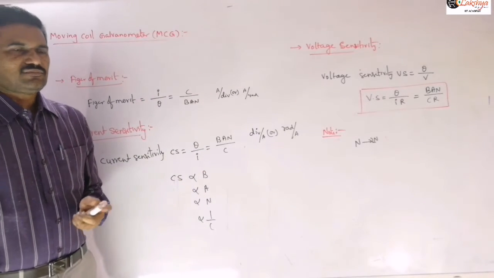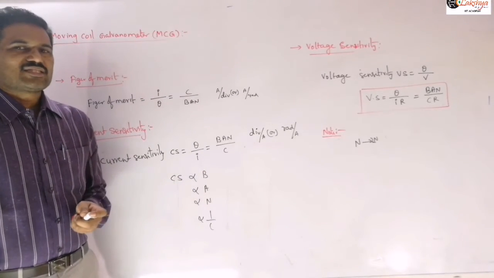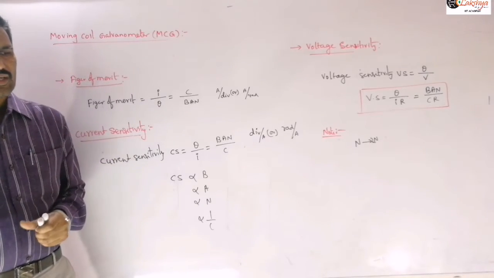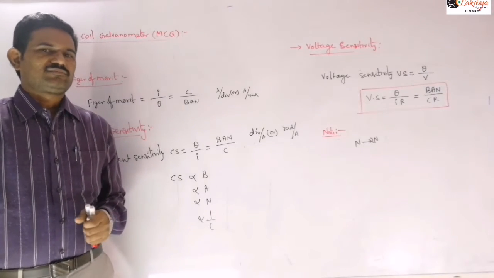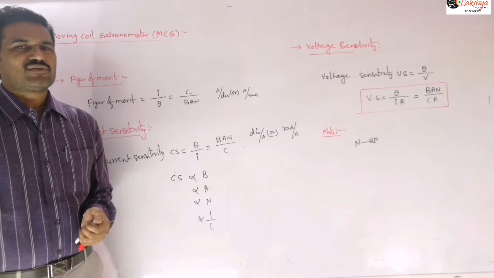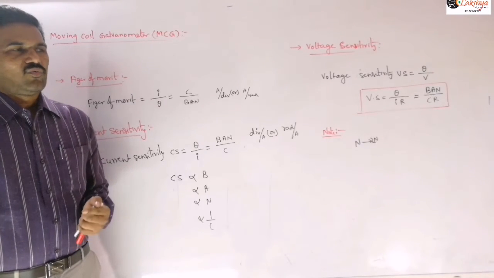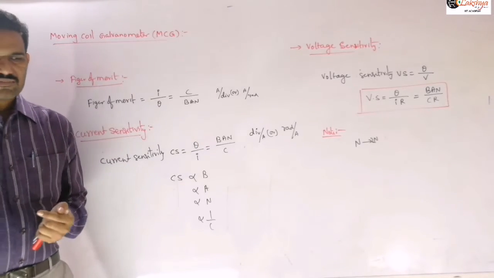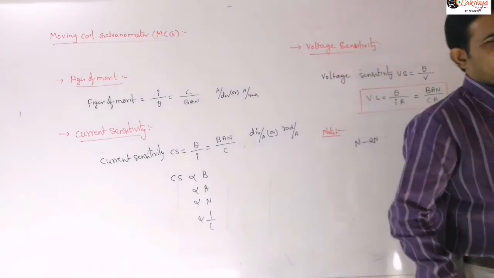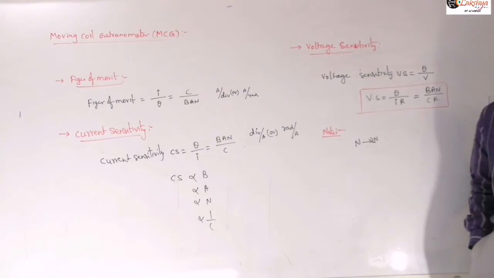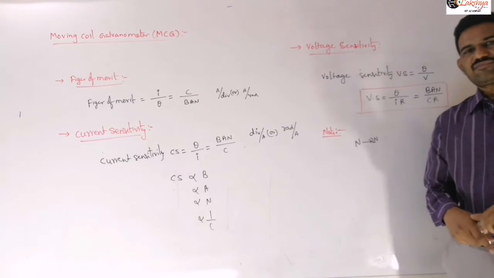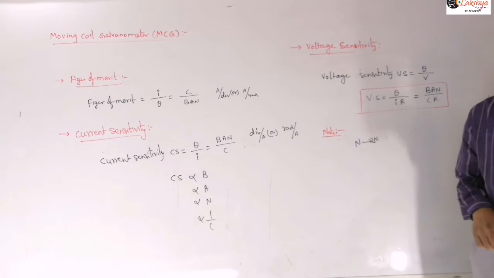Then voltage sensitivity remains constant, because when we double the number of turns, the resistance of the galvanometer coil also gets doubled.